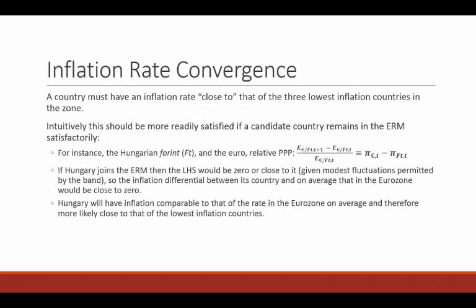The inflation rate convergence requirement states that a country must have an inflation rate close to that of the 3 lowest inflation countries in the Eurozone. This is intended to go hand in hand with successfully remaining in the ERM, since by design, under relative PPP, a peg would suggest that inflation differentials between a country and the average inflation rate in the Eurozone would be close to zero. The explicitness of the criteria, though, is to ensure that the country takes steps to remove any inflation bias that might be hidden in its economic fundamentals, which might come to fore after joining the Eurozone and create instability in the currency union.